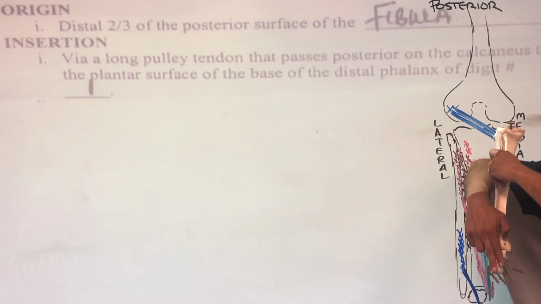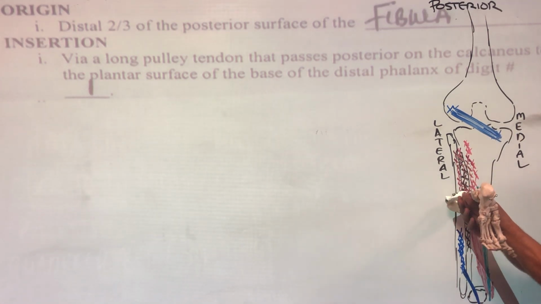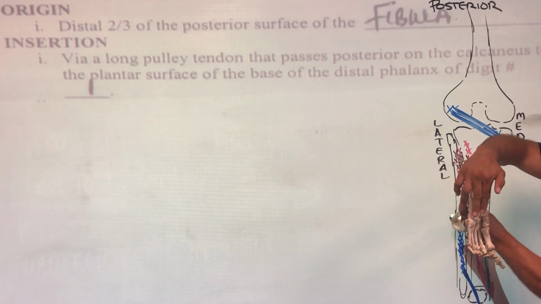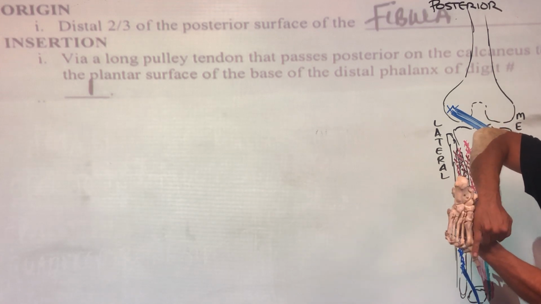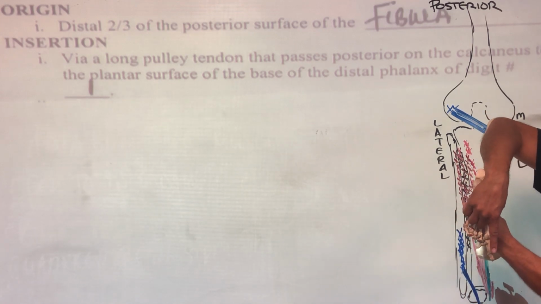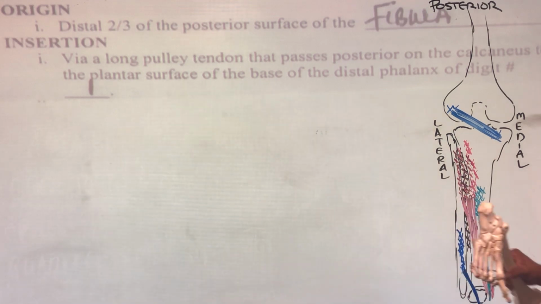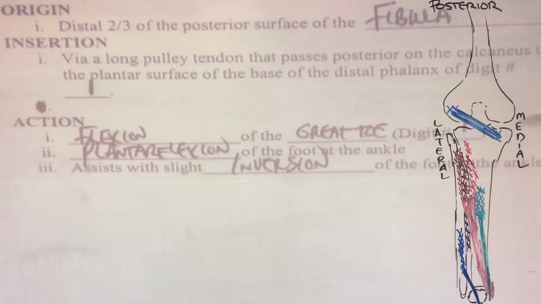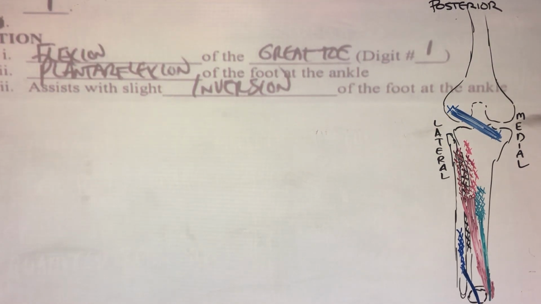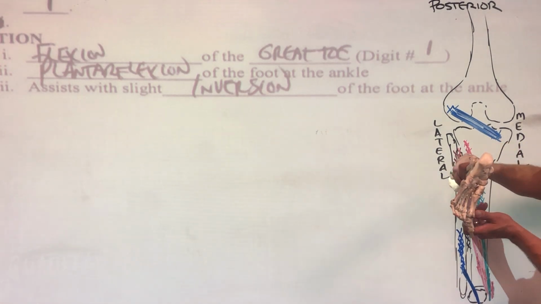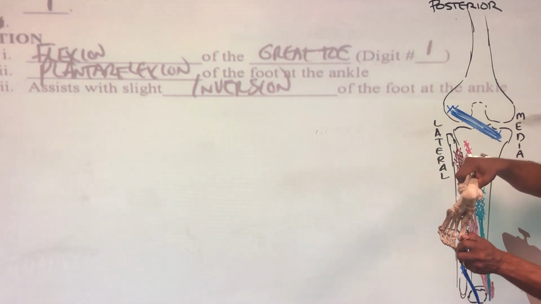Actually, the muscle begins to form a tendon. It goes underneath the foot, and as we bring the foot here, it's going to travel underneath the foot, and it's going to attach to the distal phalanx of digit number 1. And when it contracts, it's going to flex the big toe.